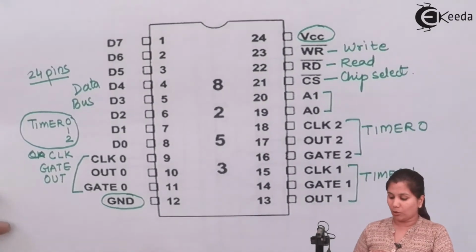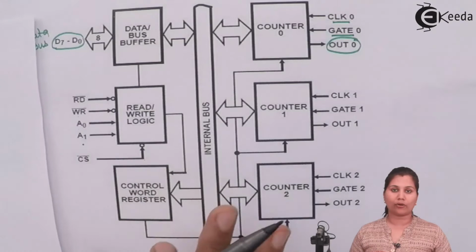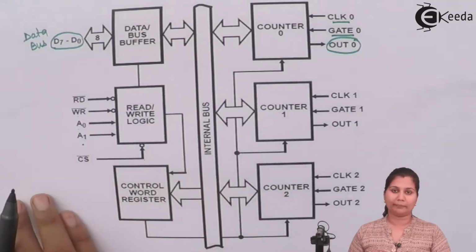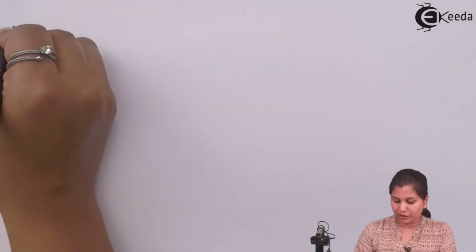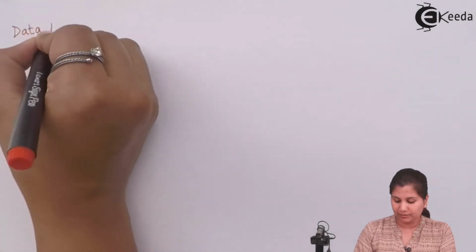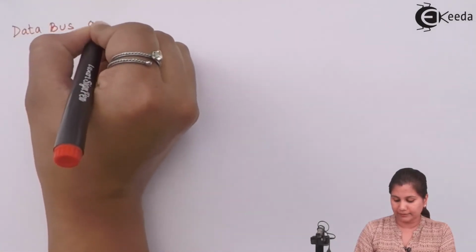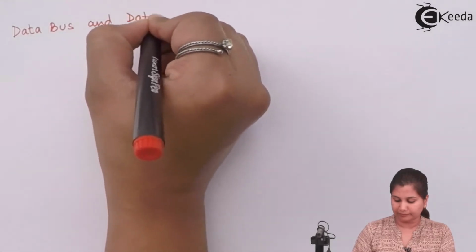Now let us study all the pins and all the blocks of the IC one by one. First, we will start with the data bus buffer and the 8-bit bidirectional data bus. So our first topic is the data bus and data bus buffer.